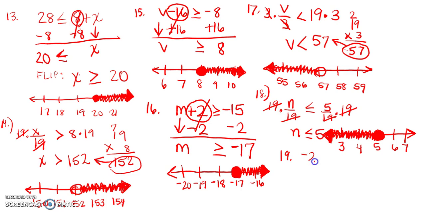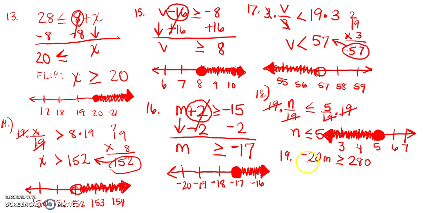All right, number 19. I have negative 20m is greater than or equal to 280. All right, so this one's a little different. Anytime you have a number very, very close with no sign in between to a variable, this tells me that this is multiplication.